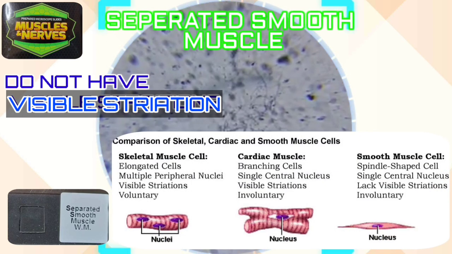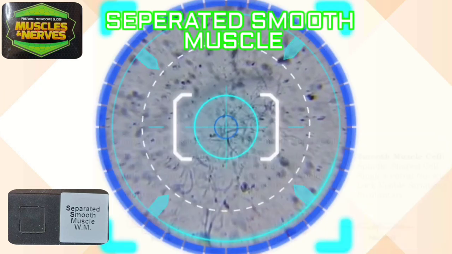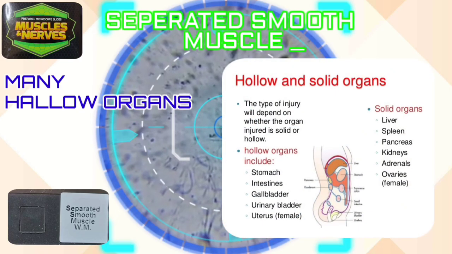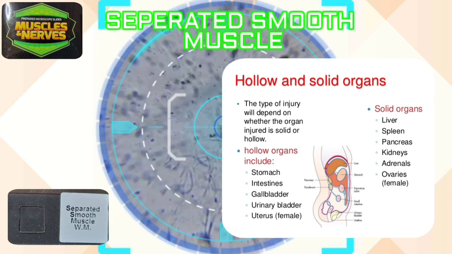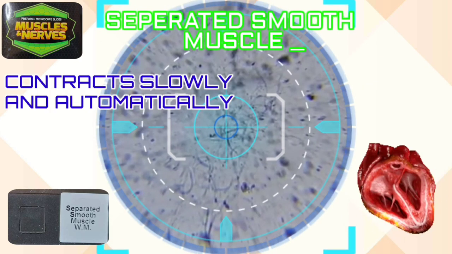It is also present in the walls of hollow organs like the urinary bladder. Smooth muscle comprises the walls of many hollow organs. Unlike striated muscle, they contract slowly and automatically.